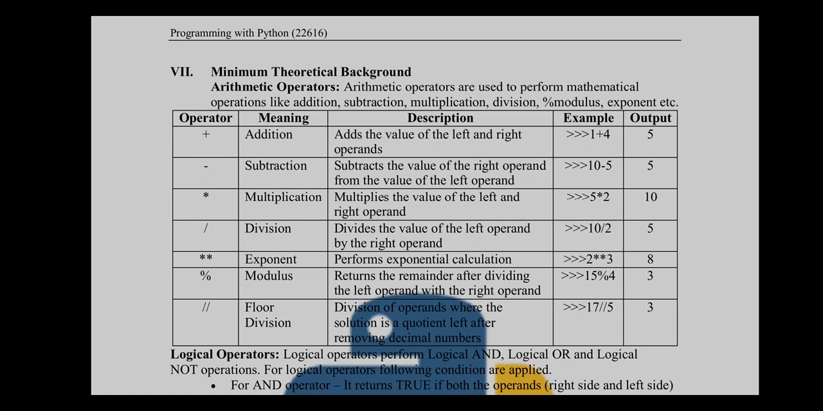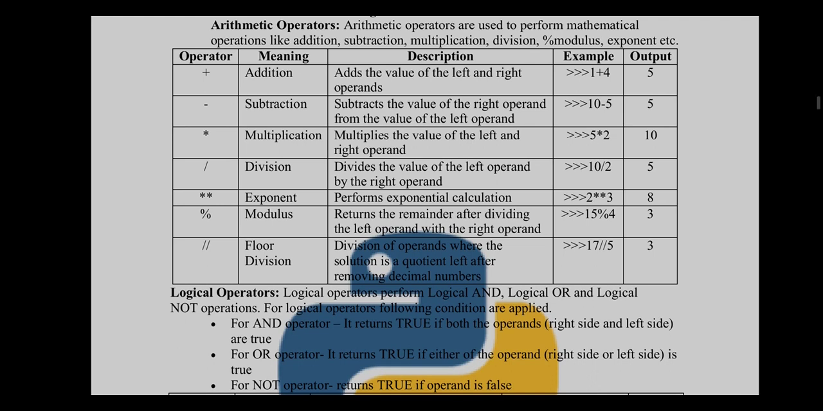Then we use the forward slash for division; it divides and shows you the result. Next, two asterisks denote the exponent. If you want to perform an exponential calculation, see the example: you have to perform 2 raised to 3, so you use the exponent operator here and you will get the result.